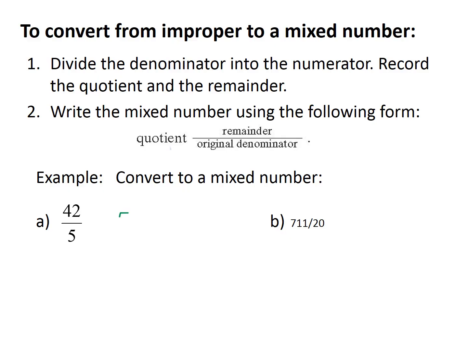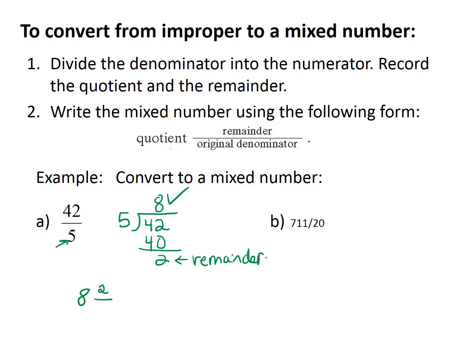So 5 goes into 42. Well, 5 times 8 is 40, right? So this guy's your remainder. So your answer, it went in 8 times, right? Went in 8 times with 2 left over. And of course, the original denominator is fifths, so this has to stay fifth. And then, of course, you check it using the fact that 8 times 5 plus 2 gives you 42, right?